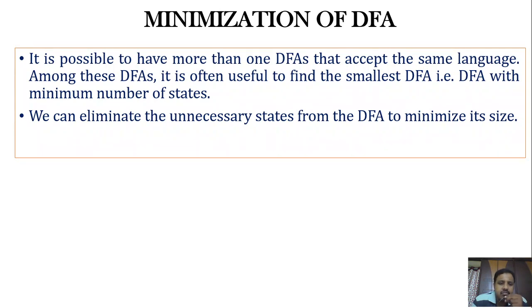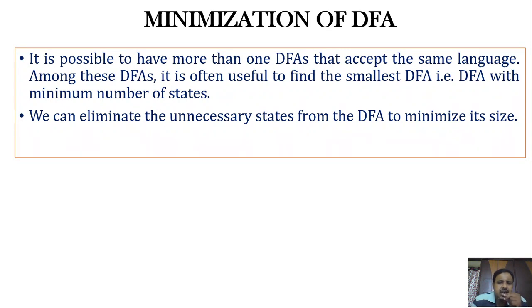So we need to minimize the DFA. It becomes mandatory to minimize the size of the DFA. So how do we reduce the size of the DFA? In order to reduce the size of the DFA, we have to remove unnecessary states from the DFA. One of the possible ways of minimizing the DFA is removing unnecessary states. The question is, how do we find the unnecessary states in the DFA so that we can eliminate them to make it a minimized DFA?